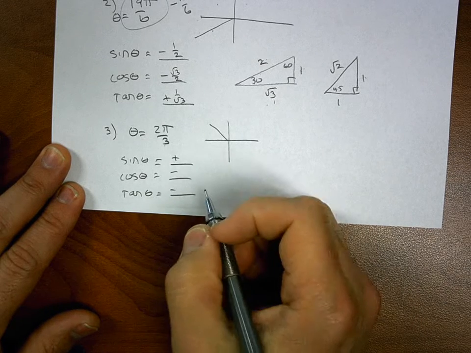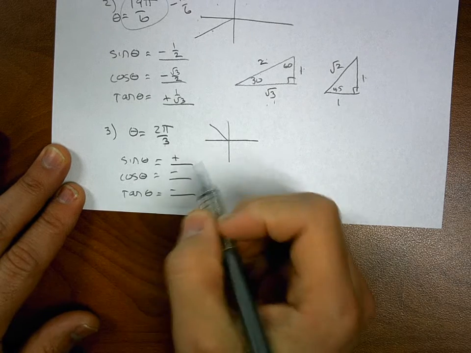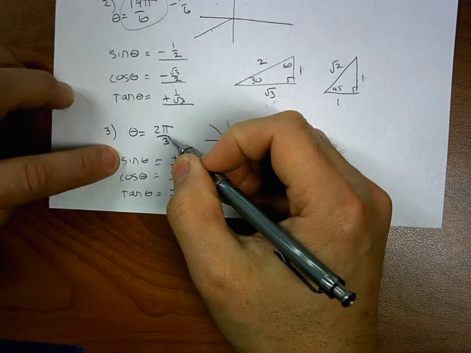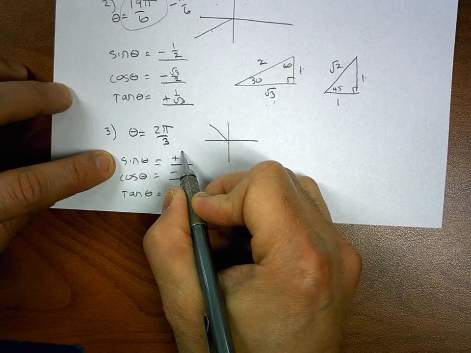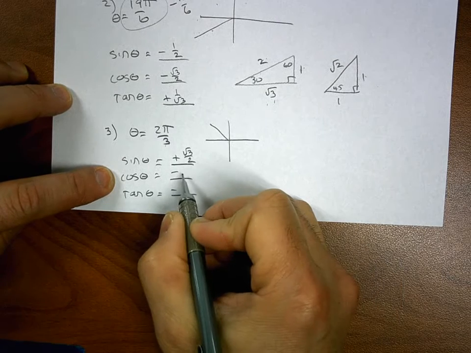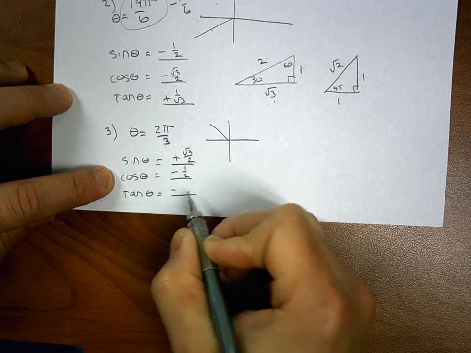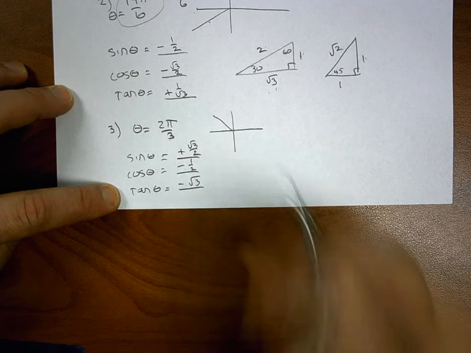Because there are two parts to it, remember? Whether it's positive or negative, and then its value. Sine of 60 has a value of root 3 over 2. Cosine of 60 is 1/2. Tangent of 60 is root 3, right? 60 is the bigger number. And there you go. Kind of easy.